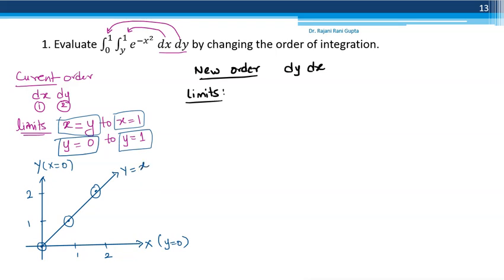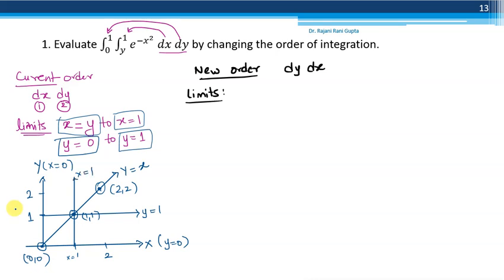Now x equal to 1. At this point, x is 1. Okay, so it will be a straight line. It should be a straight line. Plotted something wrong. Similarly, here you have y equal to 1 and this is y equal to 0. This is your line x equal to 1.